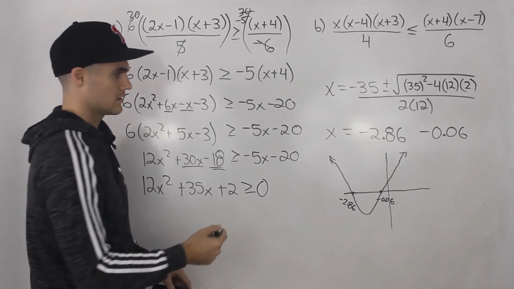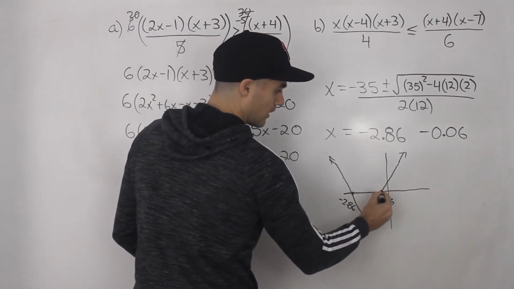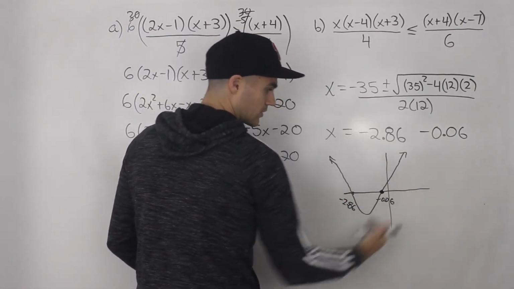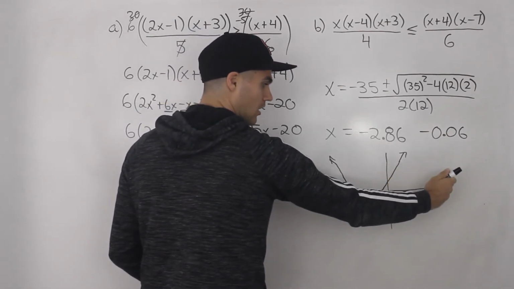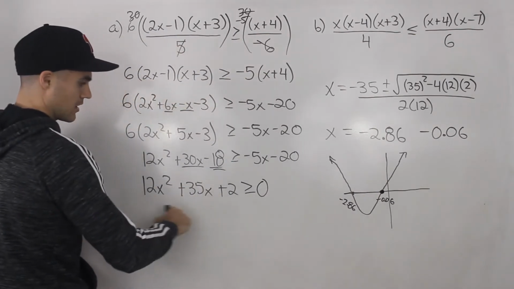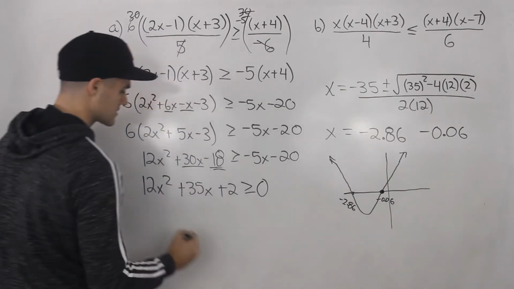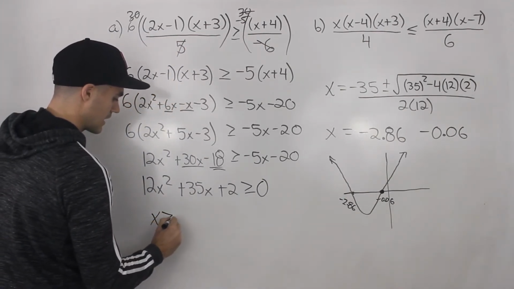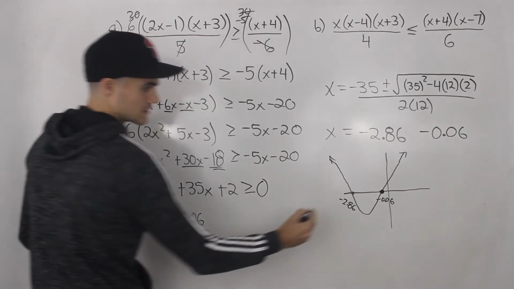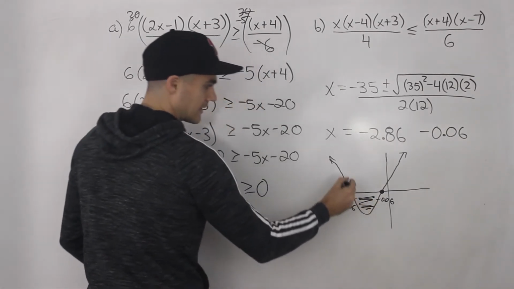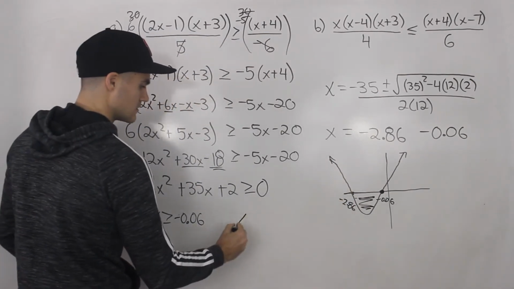So when is this quadratic greater than or equal to 0? Well, when x is greater than or equal to negative 0.06, right, from that x-intercept and on, this quadratic is going to be greater than or equal to 0, so above the x-axis, so that's one of the solutions. x is greater than or equal to negative 0.06. It's going to be negative here, and then again positive when x is less than or equal to negative 2.86.